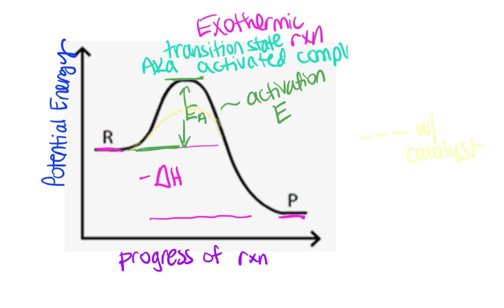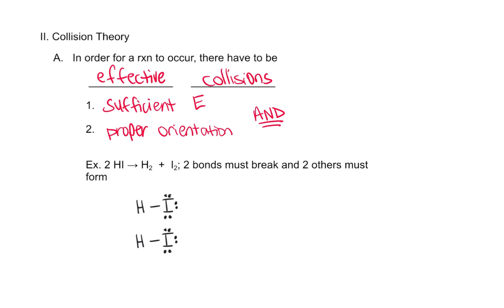But because that hump is lower, more of the collisions are going to have enough energy in order to have effective collisions. So if you go back to your effective collisions notes, we can now upgrade how specific we are here. Not only does an effective collision need to have sufficient energy, the energy of the collision must be greater than or equal to the activation energy of that reaction. And then don't forget, in addition to having enough energy with the collision, you also have to have proper orientation.